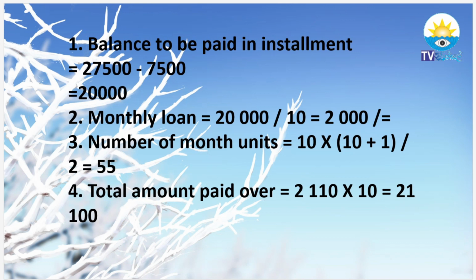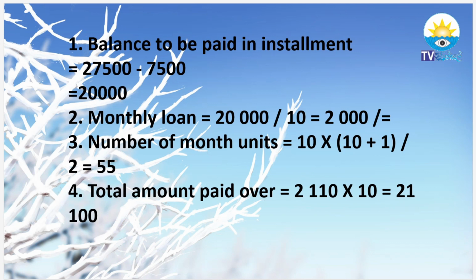You have to subtract the initial payment from the amount, that is 20,000 rupees. In the second step, monthly loan, you have to divide that whole loan by the number of months, that's 2,000 rupees. In the third step, number of month units, using the formula n times (n plus 1) divided by 2, you have to substitute 10 for the n. So 10 times (10 plus 1) divided by 2 is 55. That is the number of month units.